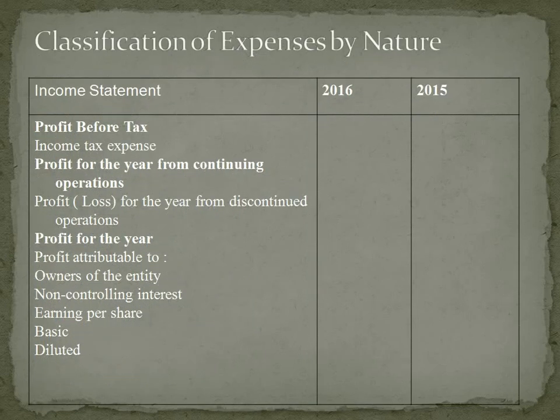Profit before tax, income tax expense, profit for the year from continuing operation, profit or loss for the year from discontinued operation, profit for the year, profit attributable to owners of the entity, non-controlling interest, earnings per share, basic EPS and diluted EPS. If we are going to present income statement by nature, we need to follow this structure. All the items have to be presented in the format as discussed now.